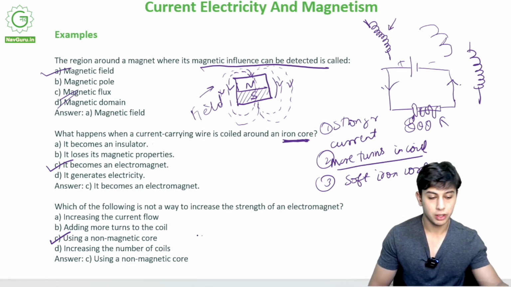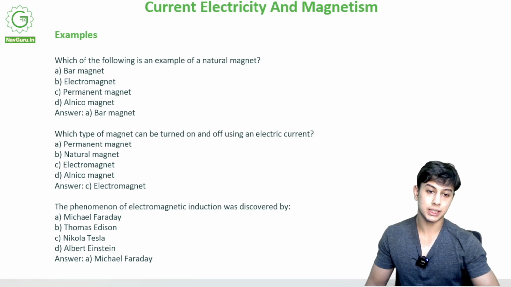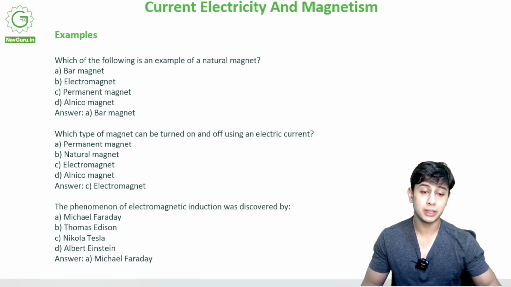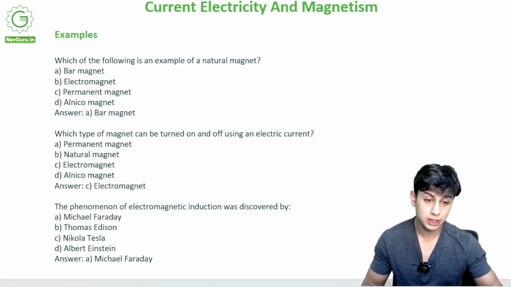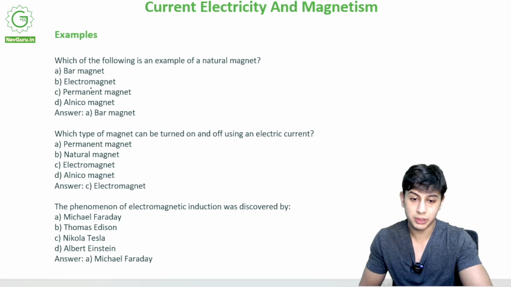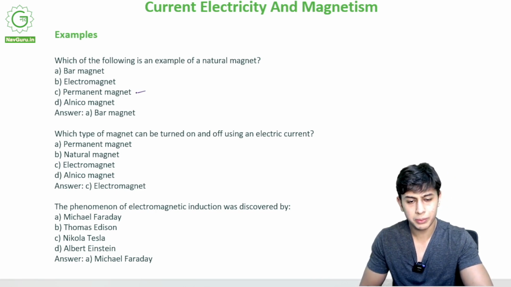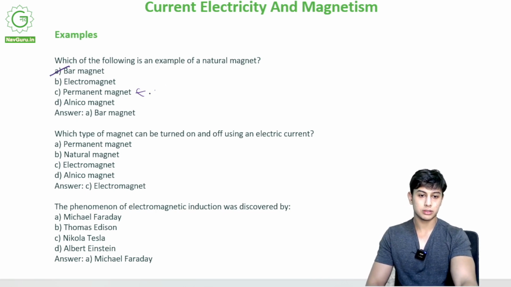Now, which of the following is an example of a natural magnet? What do you mean by natural magnet? Occurring in nature. We do not make it an electromagnet, it is already a magnet. Bar magnet, electromagnet, permanent magnet, all electromagnet. How do we make permanent magnets? We make it permanent. A bar magnet is a natural magnet.